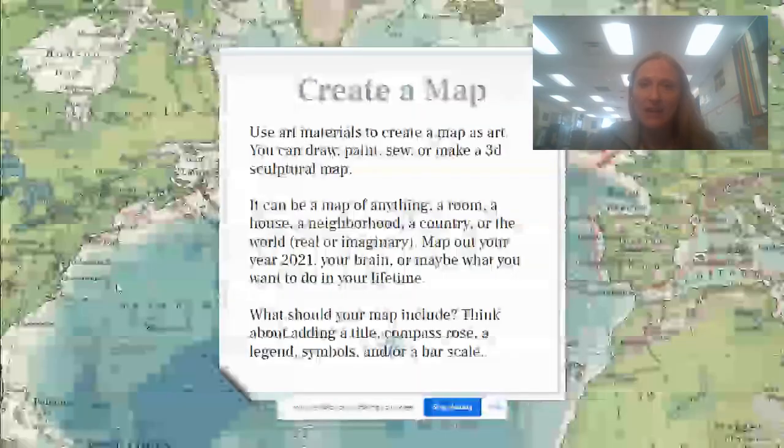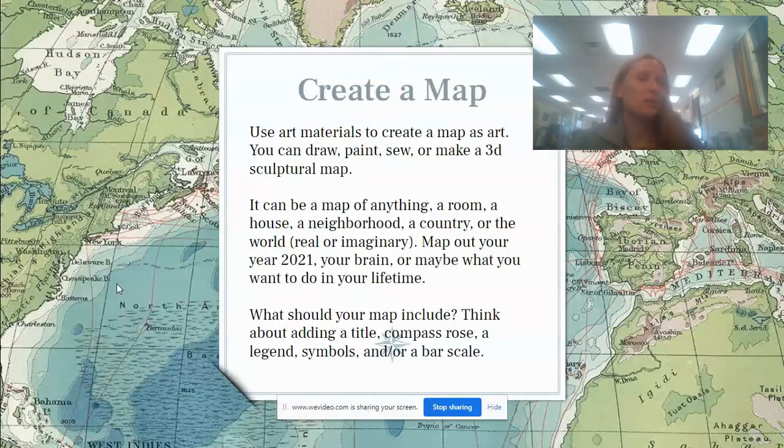So speaking of maps, you're going to create a map. Use art materials to create a map as art. You can draw, paint, maybe you want to sew a map out of fabric or make a 3D sculptural map. A map can be of anything, a room, a house, a neighborhood, a country, or the world, real or imaginary.